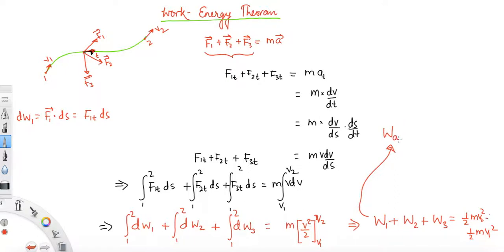So we can state that the work done by all the forces acting on the particle from initial point 1 to final point 2 is equal to the change in its kinetic energy, and this is the work energy theorem. I hope you understand it, and later we will solve some problems using this concept of the work energy theorem. Thank you very much.